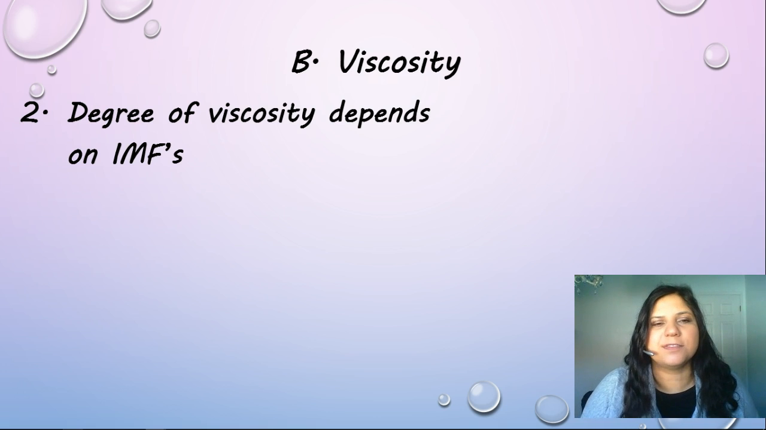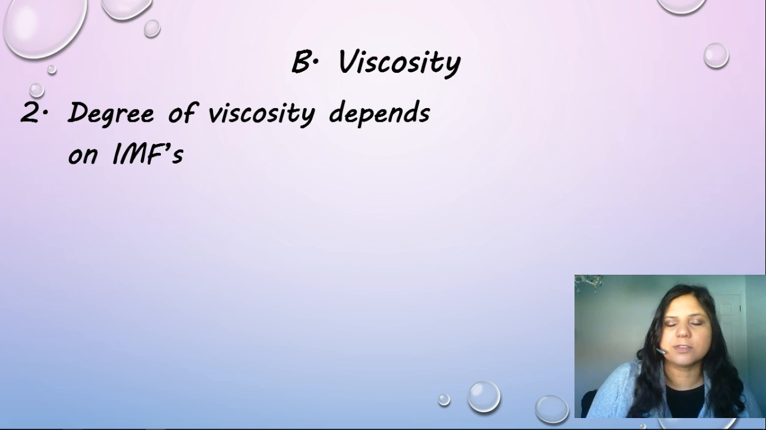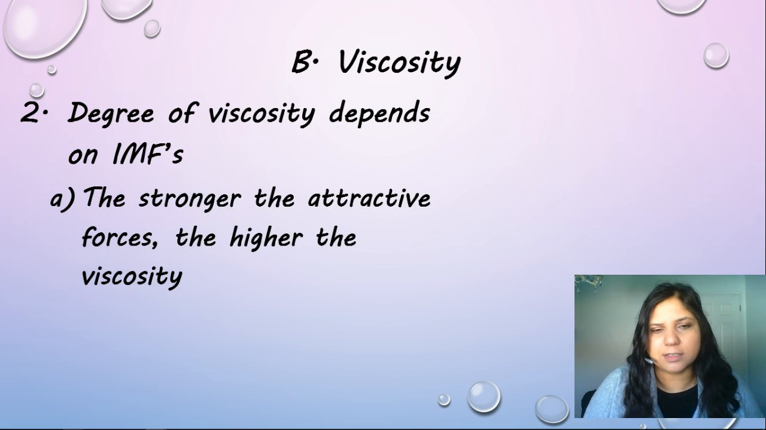All right, why do things have high viscosities? That's because of their intermolecular forces. So the stronger the attractive forces are holding those molecules together, the more they're not going to want to move away from each other, and they're going to have a really high viscosity. They're just going to clump together.